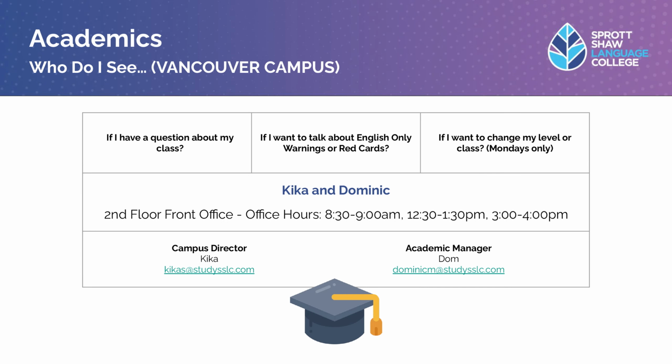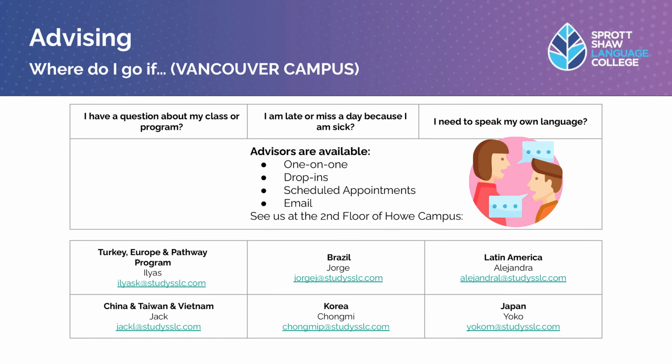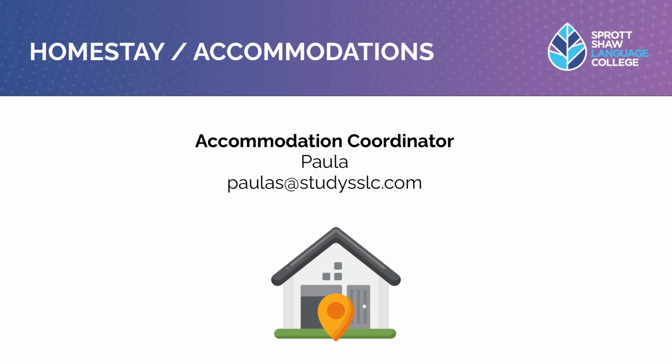If you have questions about your class or policies, talk to Kika or Dom. You probably had an interview with Dom before you came to Canada. You can also talk to your student advisor. Find the advisor for your country on the slide and make a note of their email address. You can contact them by email or talk to them at their desk. If you have questions about homestay, you can contact Paula at this email address.